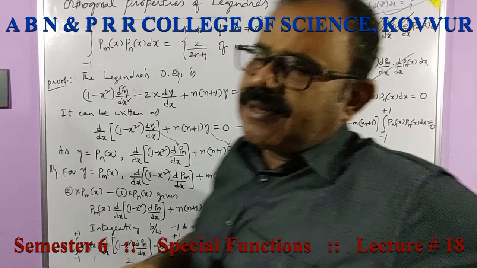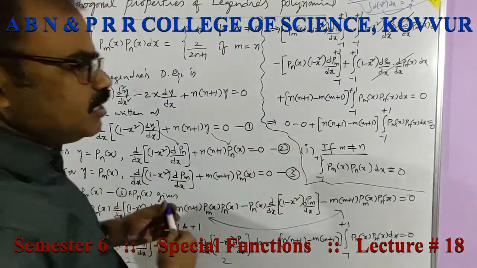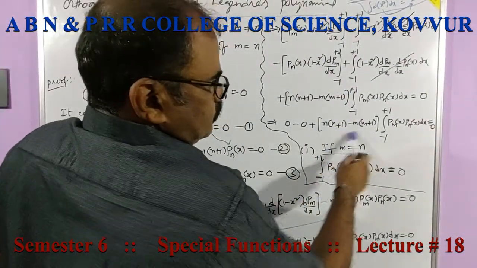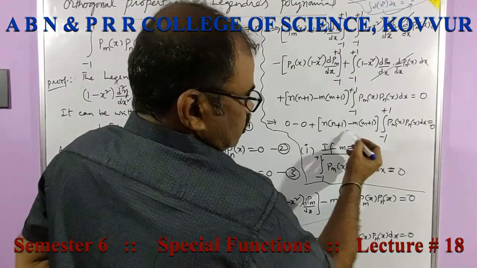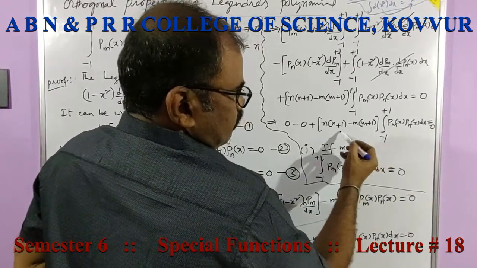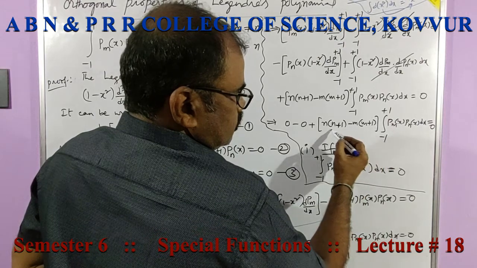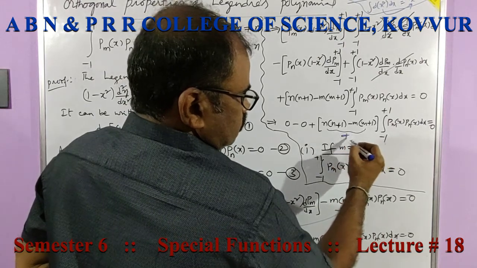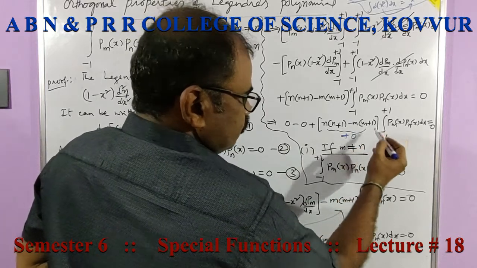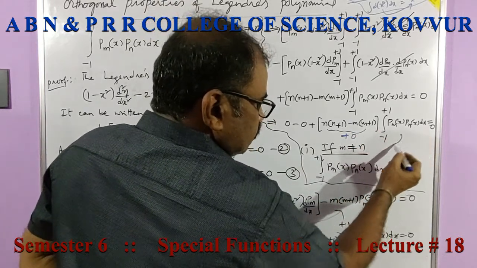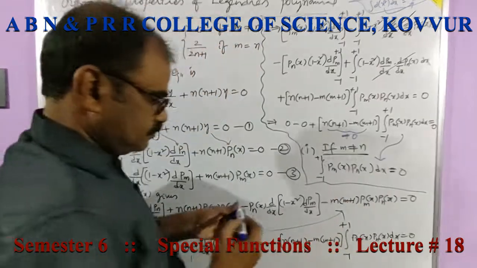in which if m is not equal to n, if m is equal to n, this will become 0. If m is not equal to n, this is not equal to 0. If m is different from n, this is not equal to 0. Therefore, this should be 0.